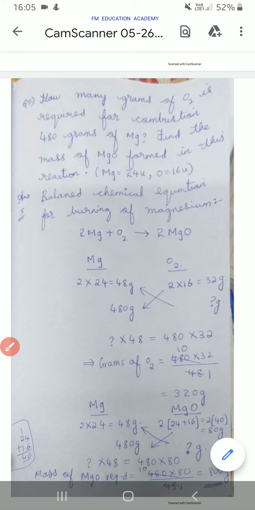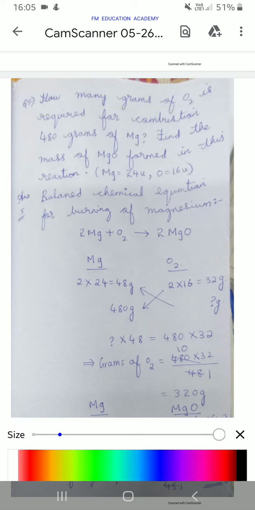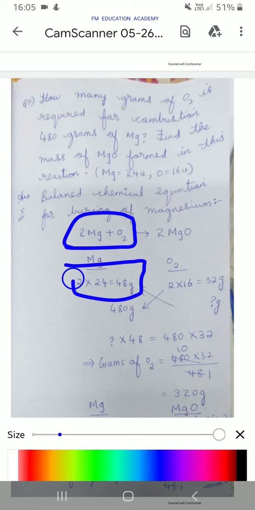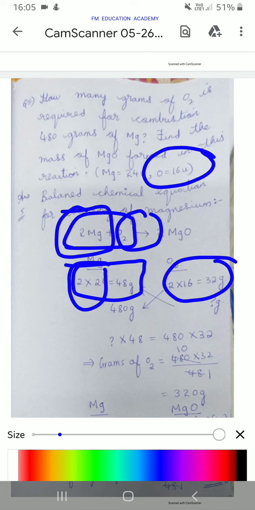What is it telling you? For combustion of 480 grams of magnesium. This first step you have to write on your own by seeing the balanced equation. So I have written the first step on my own by seeing the balanced equation. How? 2 into 24 for magnesium and 2 into 16 for oxygen. Why? Because oxygen is given as 16.